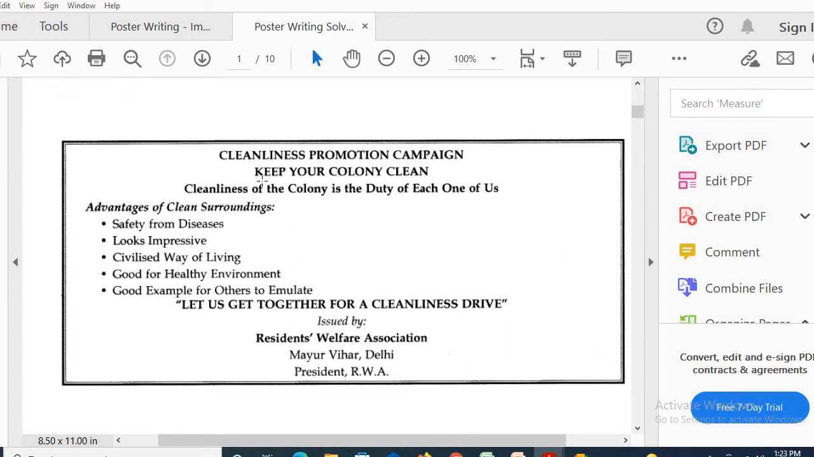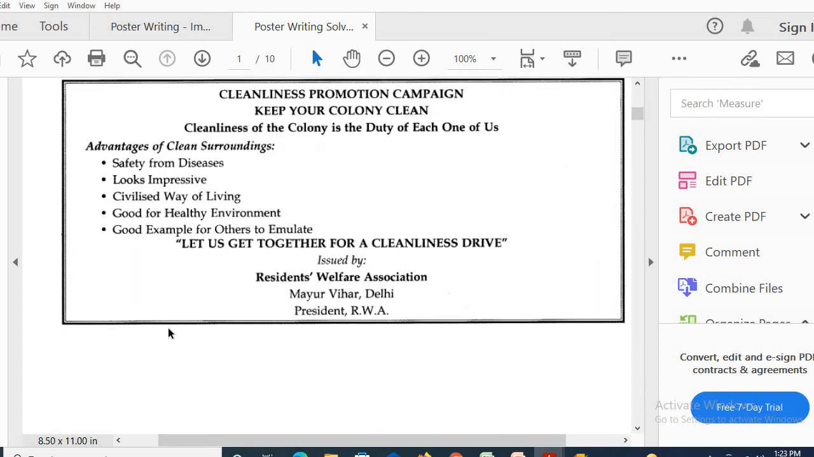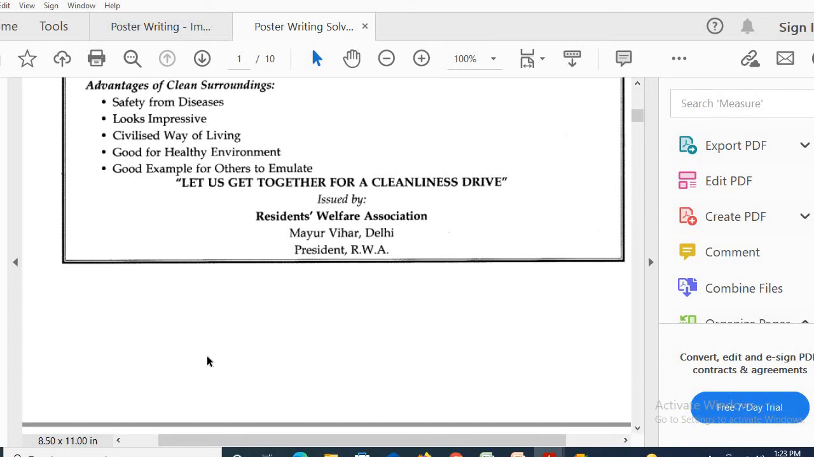See here, cleanliness promotion campaign, keep your colony clean. Cleanliness of the colony is the duty of each one of us. Unnecessary things should be omitted, because strictly within 50 words, as you know, already been told. So you just highlight the problem and what are the things that can be done as a remedy related with the particular problem. Just highlight it, that will be enough. See, advantages of clean surroundings: safety from diseases, looks impressive, civilized way of living, good for healthy environment, good example for others to emulate.